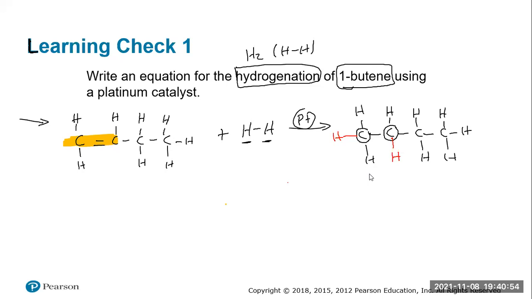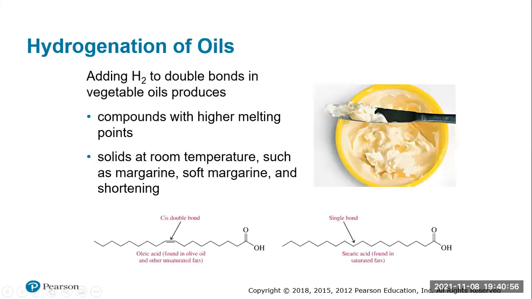All right, so let's go this way. As I mentioned before, this is a very common process, the hydrogenation of oils. It's sort of how you make things like margarine and stuff like that. A lot of oils and vegetable oils have double bonds, so adding some hydrogen to it makes them a little bit harder.